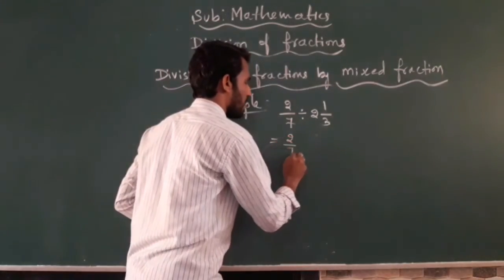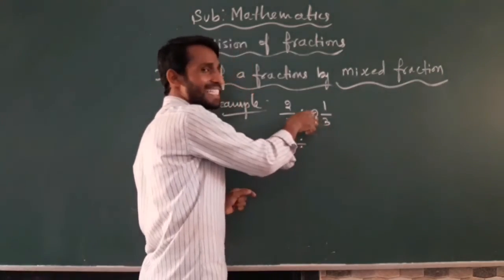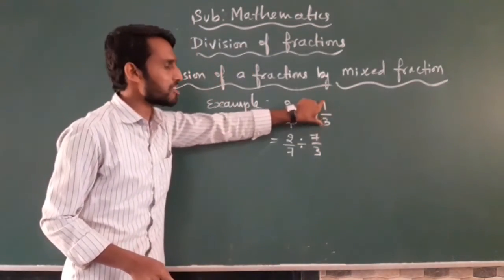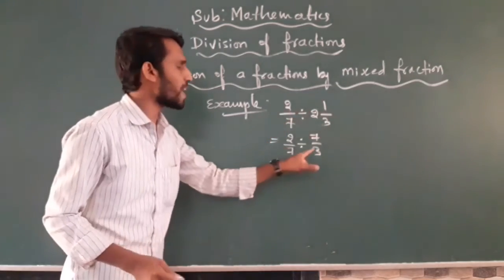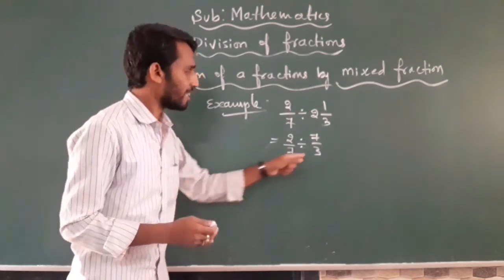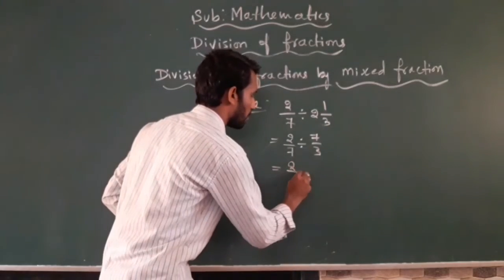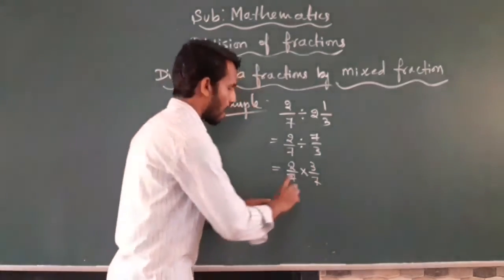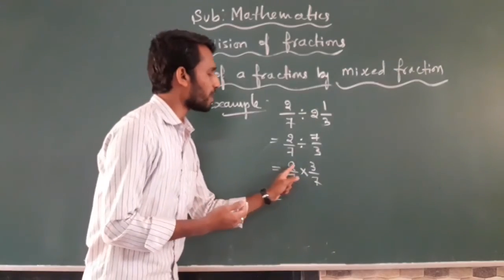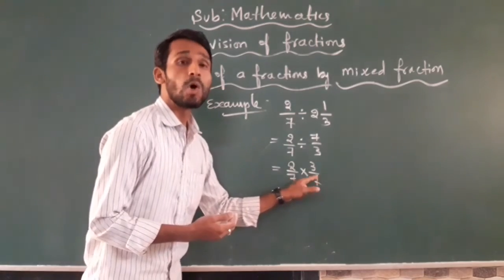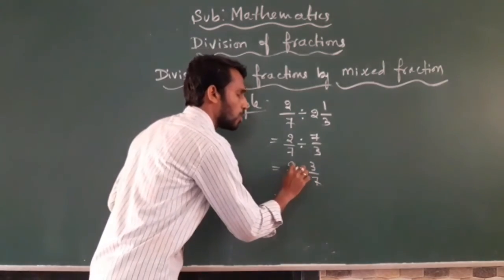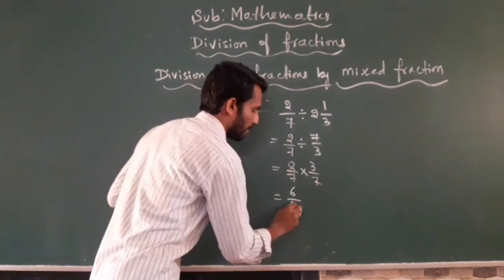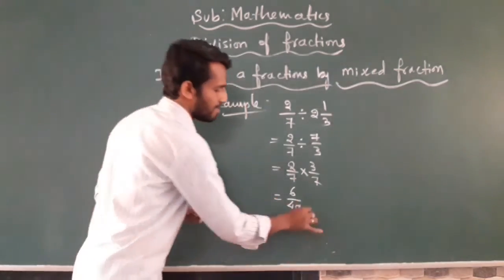2 by 7 divided by 3 sixes are 6 plus 1, 7 by 3. I converted this mixed fraction into an improper fraction. After that, we take the reciprocal of this fraction. Now 2 by 7 into 3 by 7. After that we multiply numerator to numerator and denominator to denominator. Then we get 2 into 3 is 6 and 7 into 7 is 49. This is the solution.